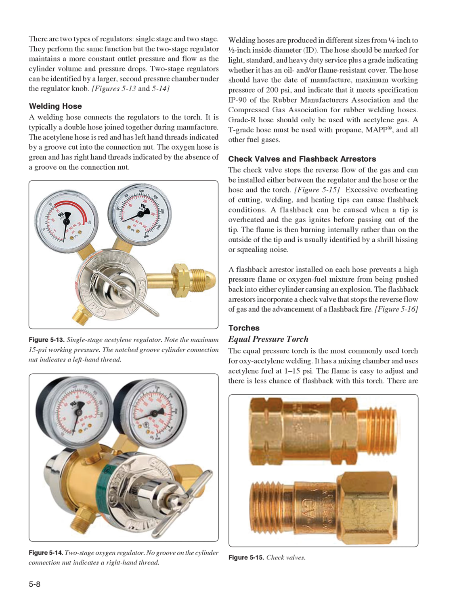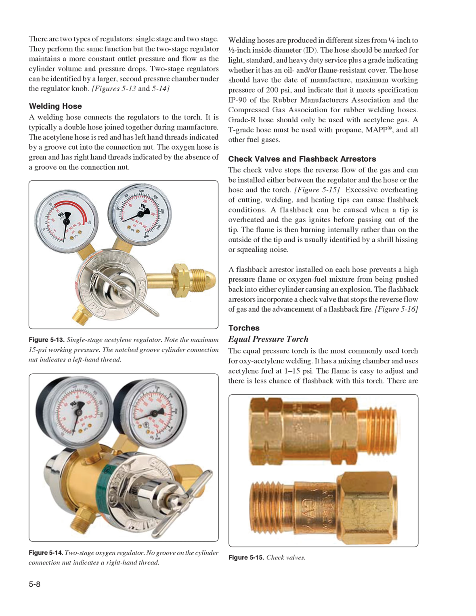Figures 5-13 and 5-14, welding hose. A welding hose connects the regulators to the torch. It is typically a double hose joined together during manufacture. The acetylene hose is red and has left-hand threads indicated by a groove cut into the connection nut. The oxygen hose is green and has right-hand threads indicated by the absence of a groove on the connection nut. Nut indicates a left-hand thread.